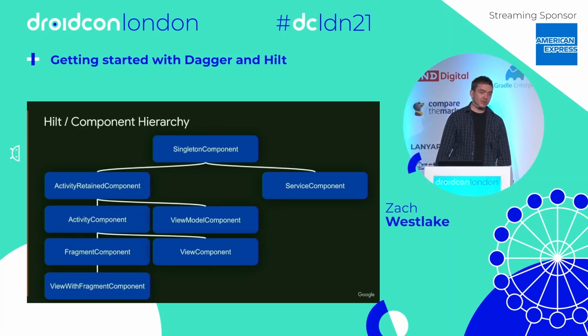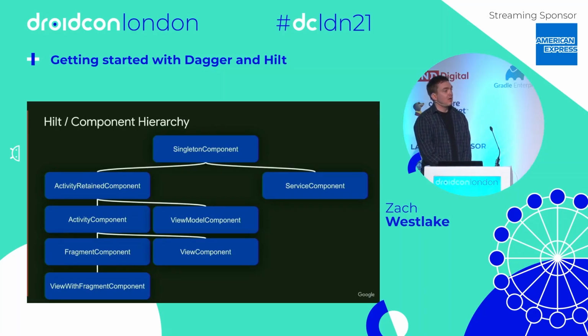These components are also set up as a hierarchy, so things are shared from top to bottom. Anything that you install in the singleton component can be accessed anywhere in the application through dependency injection. Things that you install in the fragment component, for instance, can only be accessed in the fragment component and the view with fragment component. You can't access them in the activity or chain component.